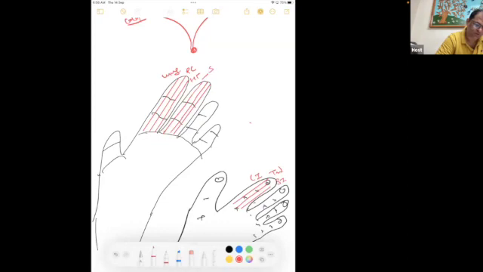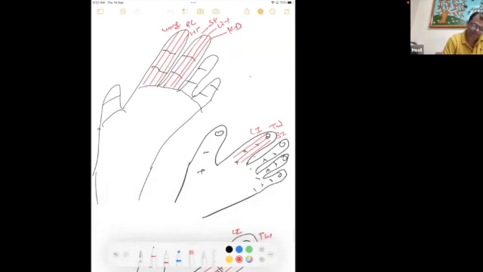So this is the spleen meridian, this is the liver meridian, and this one is the kidney meridian. On the opposite side, if we look at the dorsal side, so stomach, gallbladder, and UB.